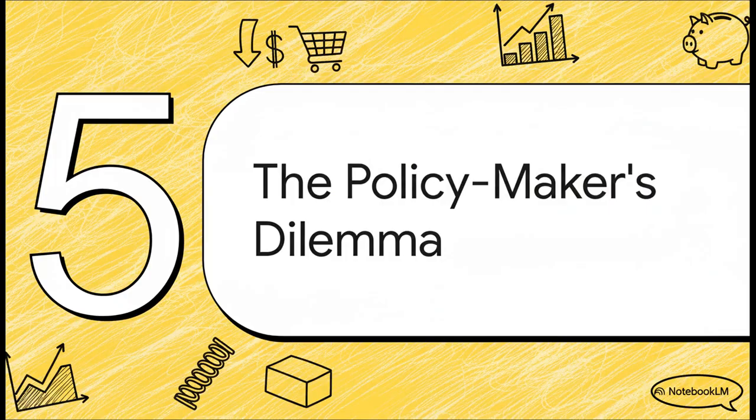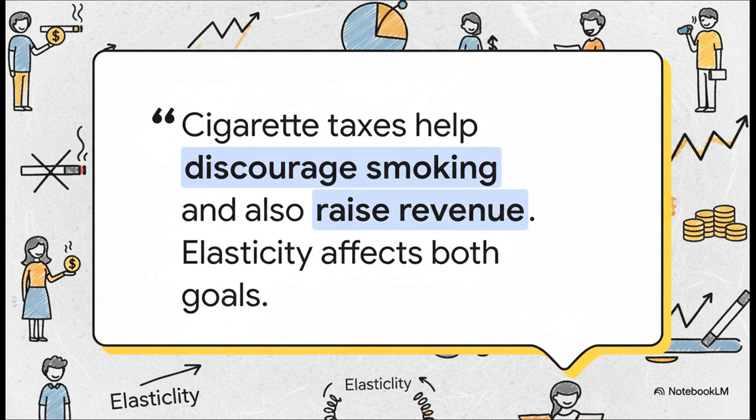All right, let's pull all these ideas together and look at a real-world policy example. This shows why understanding elasticity isn't just for business owners. It matters for governments, for policymakers, and for all of us as citizens. Let's think about a government tax on cigarettes. Now, a policy like this usually has two big goals. First, they want to discourage smoking, which is a public health goal. And second, they want to raise tax revenue for the government. The thing is, the elasticity of demand for cigarettes creates this fundamental tension between those two goals.